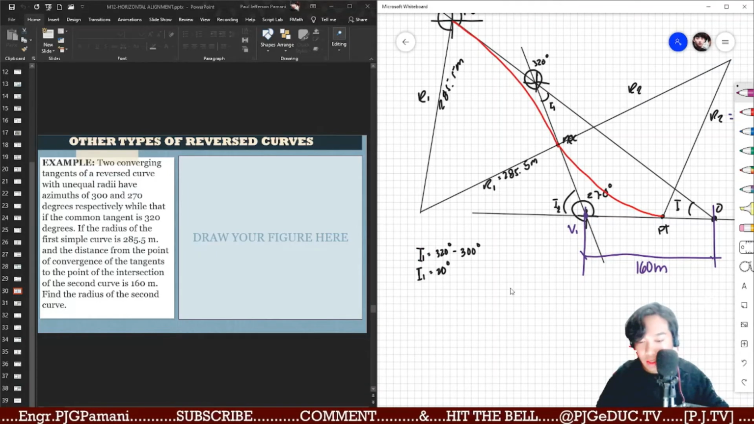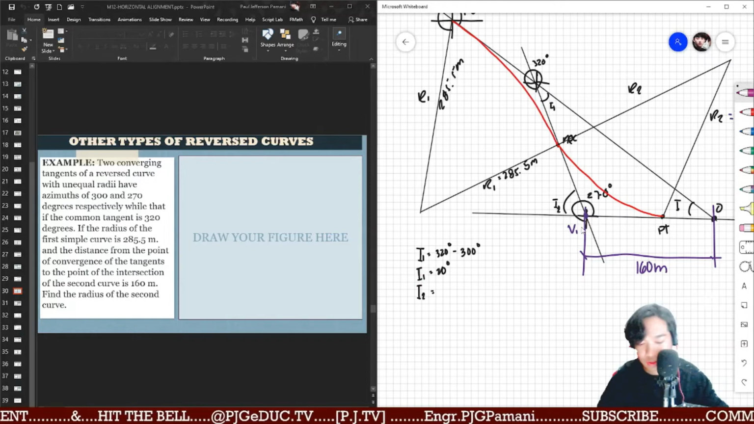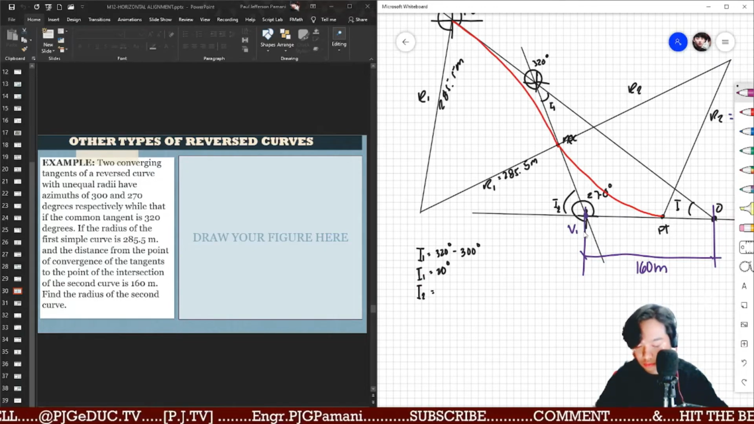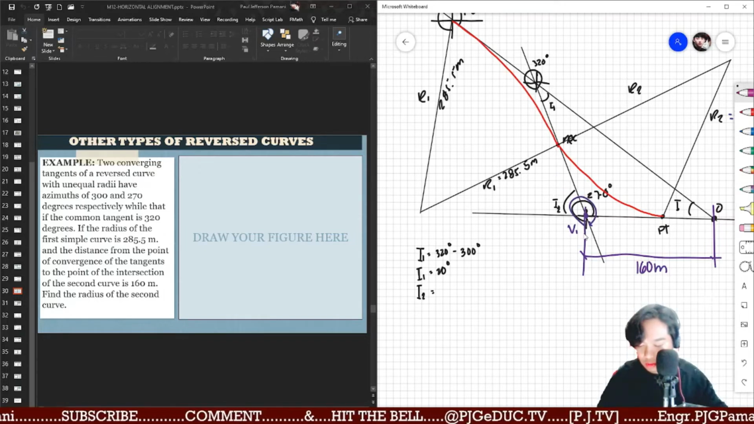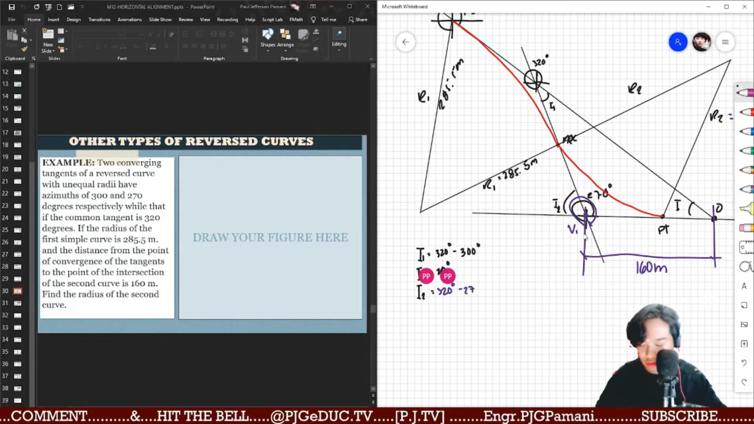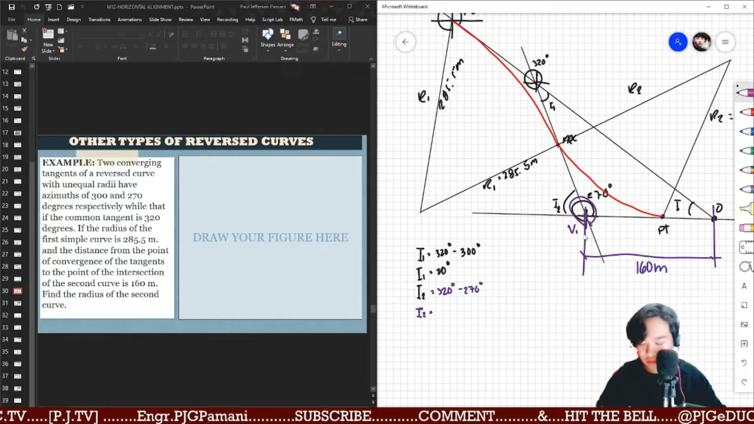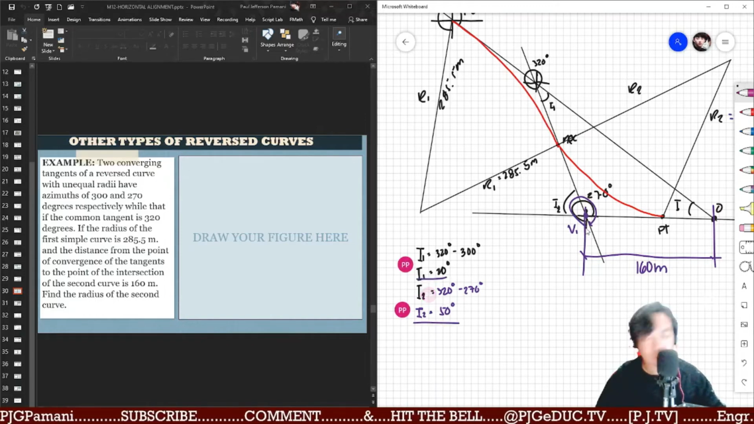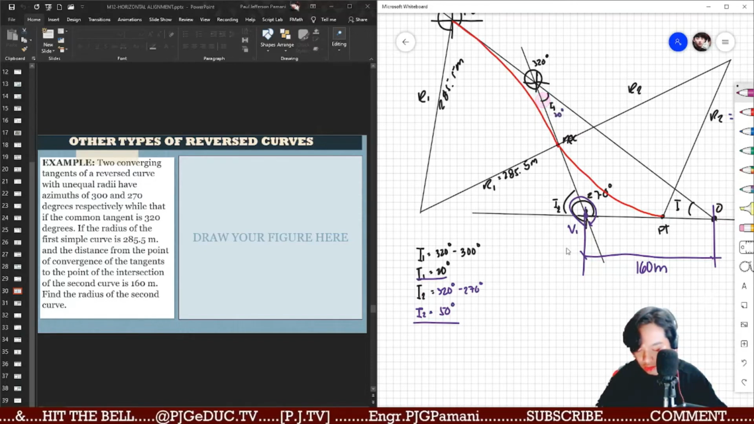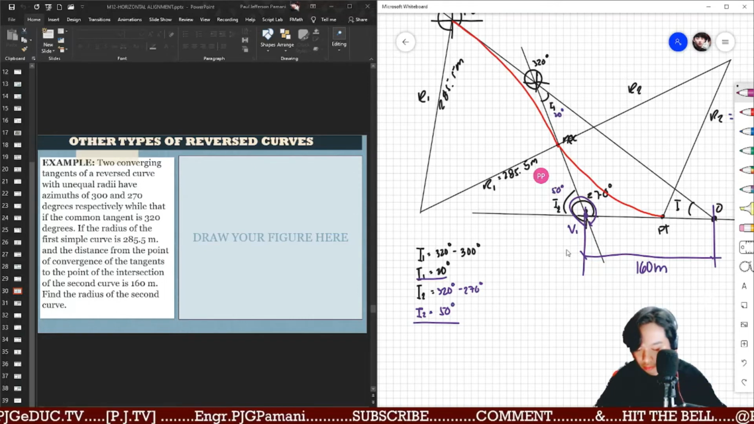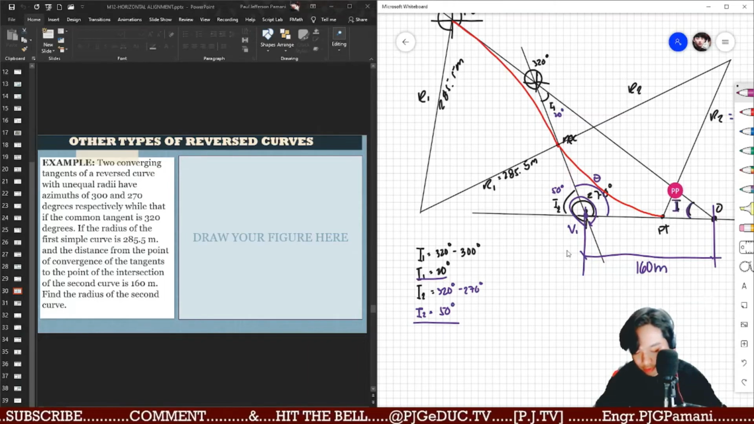Then, the angle of intersection of the second curve from the figure, if that is 320, and that is 270, that is now 320 minus 270. So I2 is now equal to 50 degrees. So, kung meron na tayong I1 and I2, which is 20 degrees, and that is 50 degrees, and this is theta, this is the angle of intersection for the convergence I.